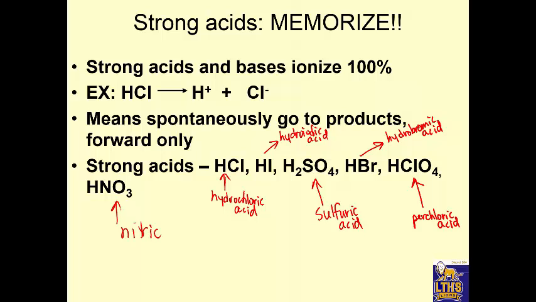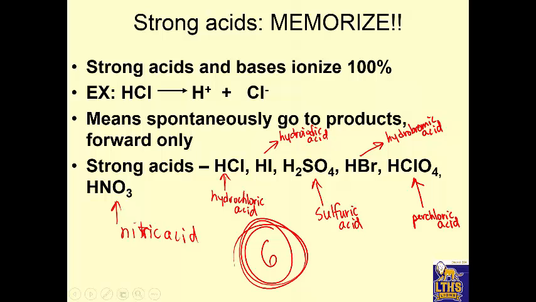So how many strong acids are there that you have to know? 6 of them. Memorize 6 of them. And what does strong mean? It means they break apart totally. They go in the forward direction to make ions.